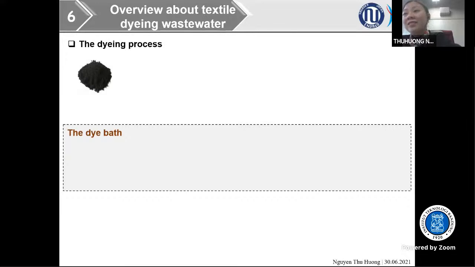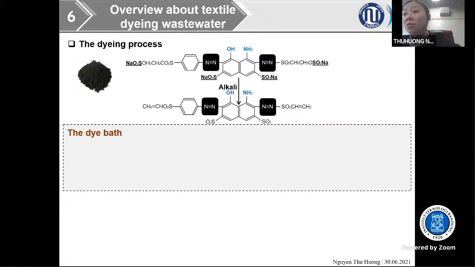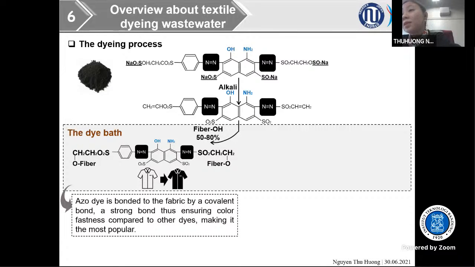So why do the dyes attract attention both in terms of application and environment? Let's have a look at the dye process of sulfonated azo dyes. After the initial process, azo dye goes into the dye bath. Here we have the fiber like cellulose. After that, 50 to 80% of the dyestuff will connect to the fiber via covalent bond to make a color for the clothes that you're wearing now. Covalent bond will give a longer color finish than other binding force like van der Waals, so the azo dye became more popular than others.